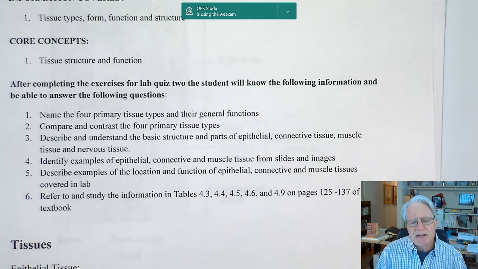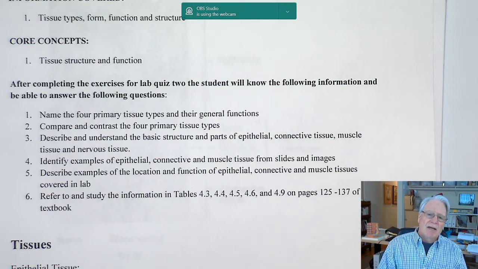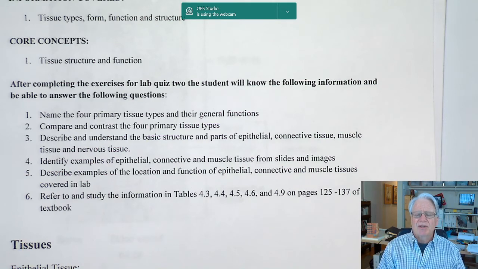We are not obviously going to be looking at slides, but you will have a lot of images available to you. And hopefully through practice, you'll be able to look at an image and say, that is epithelial tissue, that's simple squamous epithelial tissue, or that's adipose tissue. So you'll be able to recognize by sight that type of tissue, and also connect to it the important facts associated, how it functions, where it's found in the body, and so forth. Describe examples of the location and function of epithelial, connective, and muscle tissue covered in the lab. And then I've referred you to some pages here in the textbook.